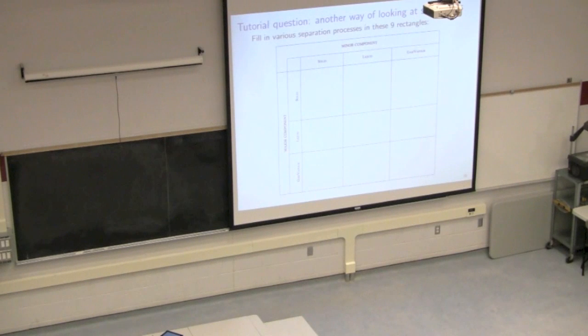A screen or a mesh, depending on the different particle sizes. You're right. You could manually sort if you're desperate. Magnetic separation is a good example of solid-solid separation. So you're exploiting that aspect of the material. So this is just one way to look at separators, is the phases involved.